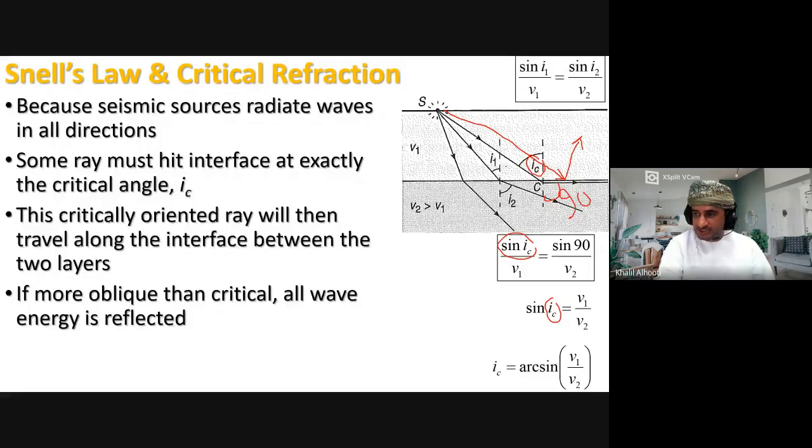Any ray hitting the interface below the critical angle, most of it will be refracted, transmitted to the lower layers. And this is how you can get the critical angle. So it depends only on the velocities of the respective layers, the top and bottom layers. And that's a very simple equation you can solve.